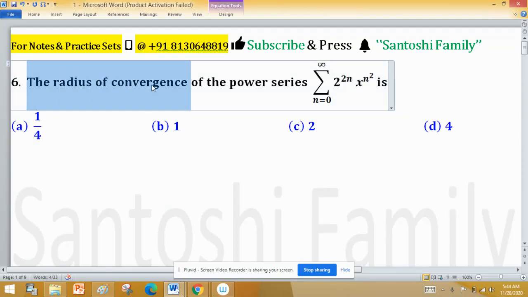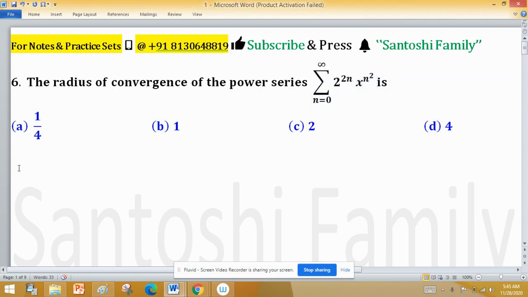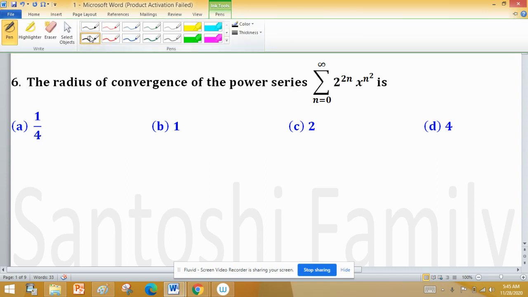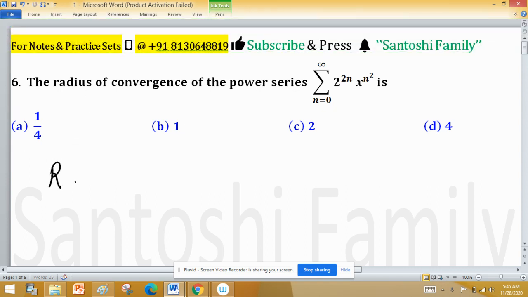The radius of convergence of the power series summation running from 0 to infinity 2 raised to the power 2n x^(n²) is... 4 options are given to us and we have to find the radius of convergence. So normally we have two formulas that we use to find the radius of convergence.